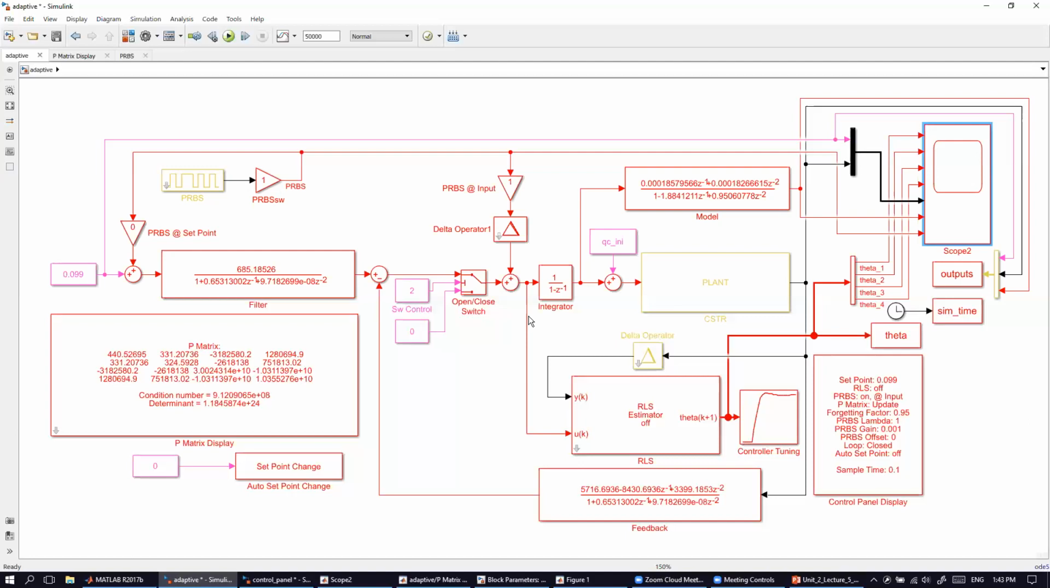But again, it should be big enough in order to excite the system enough that you're able to identify the parameters, right? So from the identification point of view, the PRBS should be as big as possible, but from the process point of view, the signal should be as small as possible in order not to disturb the plant.